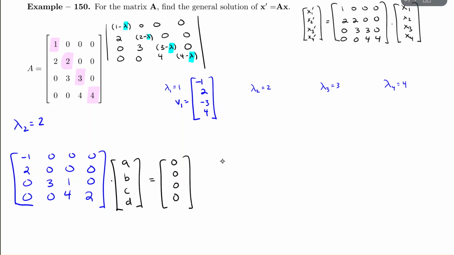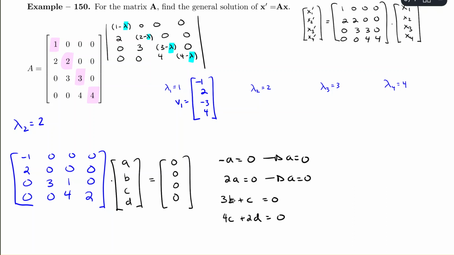So from our matrix multiplication, I get negative a must equal 0. Well, that tells me a must be 0. Next row, I get 2a equals 0. No surprise there, that also gives us a equals 0. The next equation will give me 3b plus c equals 0. Final equation, 4c plus 2d equals 0. Now let's solve this. We can get c by itself and d by itself. When we solve for c, we get c equals negative 3b.